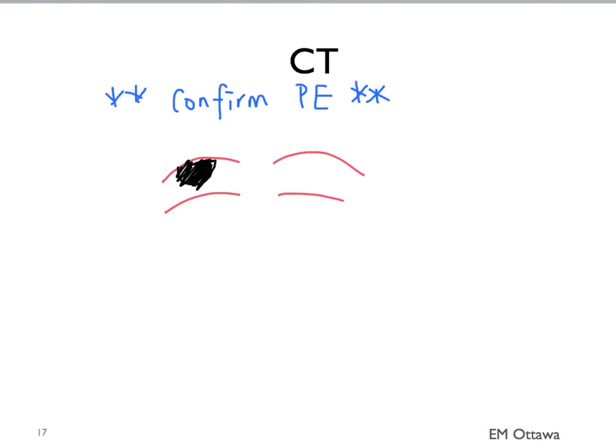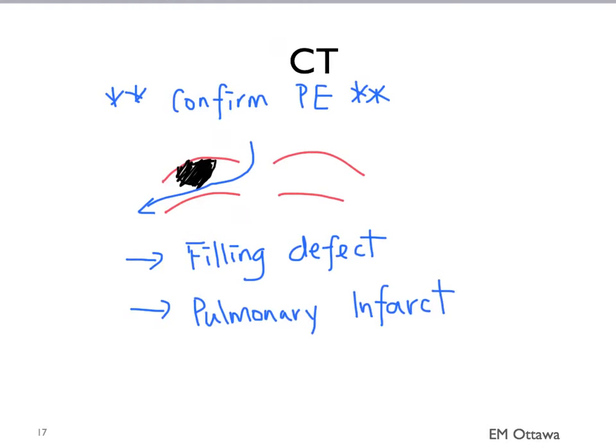A CT scan is the imaging of choice to confirm a PE. It uses a dye to go through the blood vessel, and if there's a clot in the vessel, it is picked up as a filling defect. It can also provide information about pulmonary infarct and give information about other diagnoses as well.